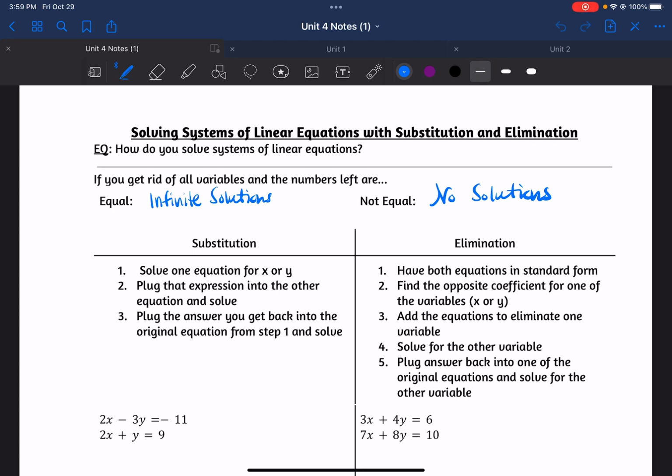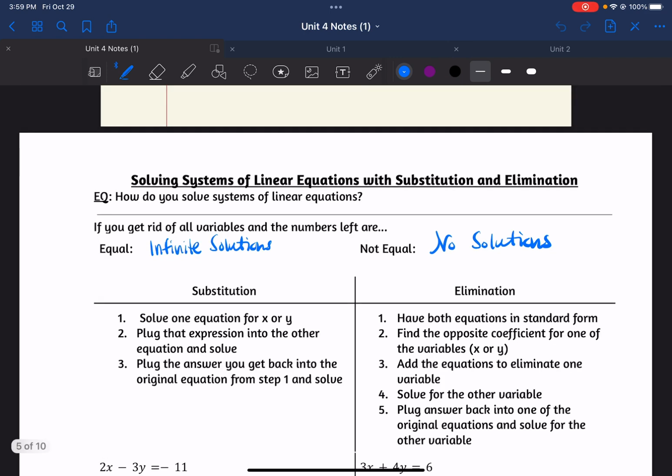All right, guys, welcome back to our notes. So this is topic 2. Go ahead and write topic 2 at the top of your notes. So we have topic 2.